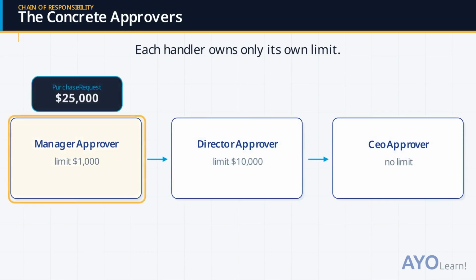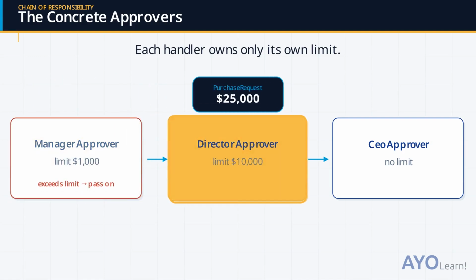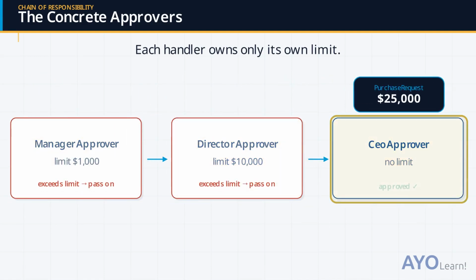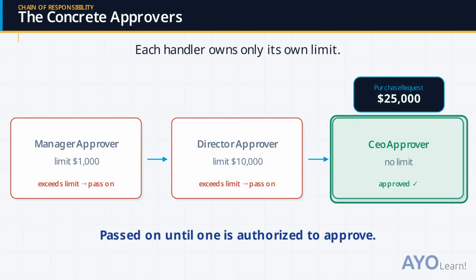Manager, then director, then CEO. The purchase request hops from handler to handler, the active one glowing, until someone is authorized to approve it.